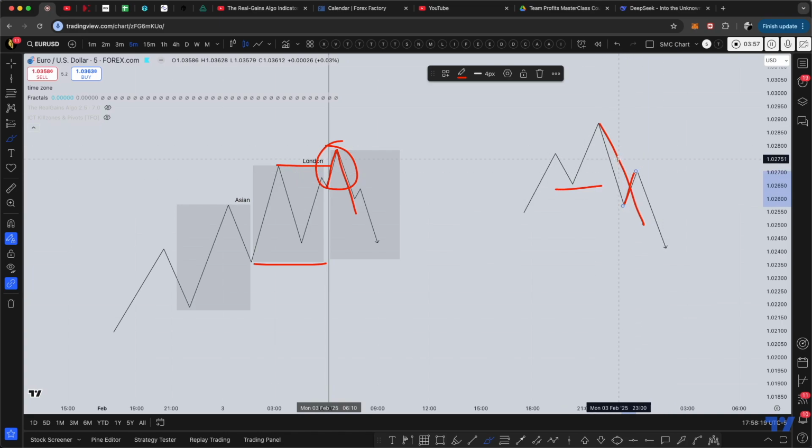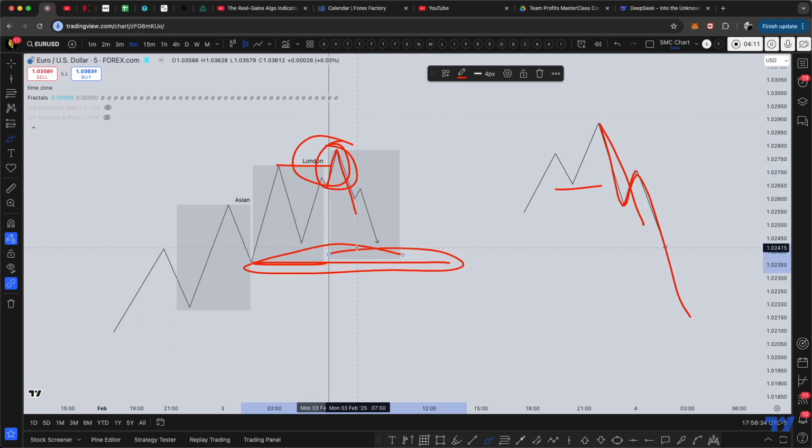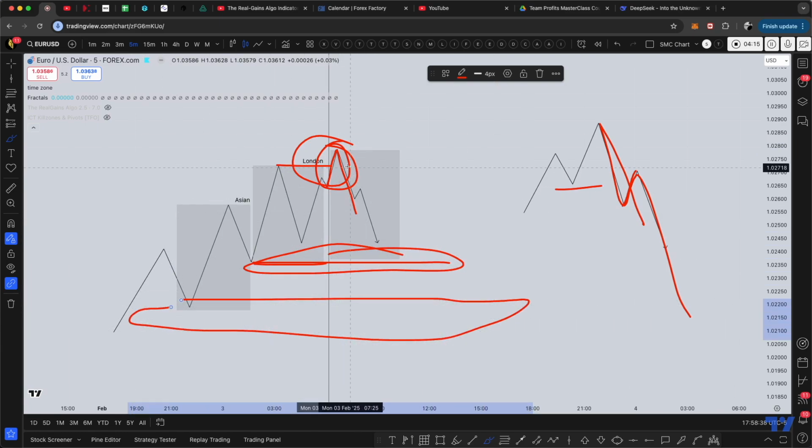There are a couple of ways that you can enter. I'll explain. There's the aggressive way and the conservative way. So you can take the shot and go selling, trying to target the opposite. So London low. In this case, we just swept London high. We want to target London low or even the Asian low. Sometimes you can get a very big risk to reward ratio right there.